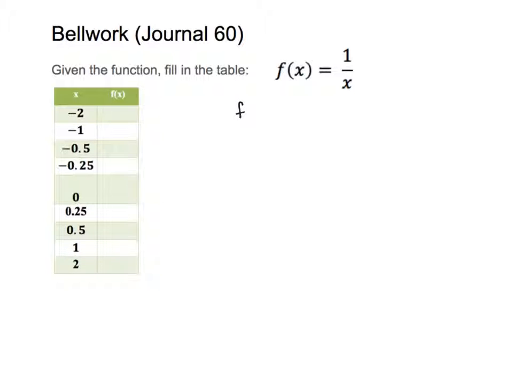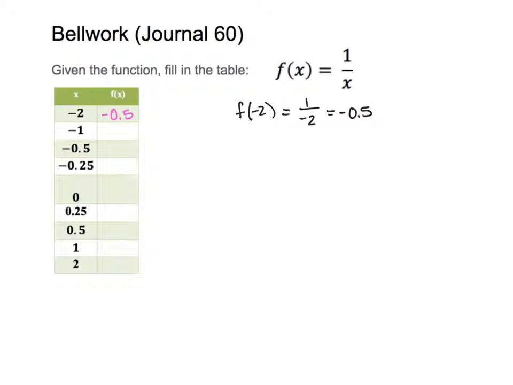So if I plug in -2, because that's my first x value, to here, that means that I have 1 over -2. Now, just to make this easier for me to graph later, I'm going to have to graph these coordinate points. I'm going to change this to a decimal. So -1/2 is also -0.5. So I'm going to change them to decimals if they're fractions. So -0.5.